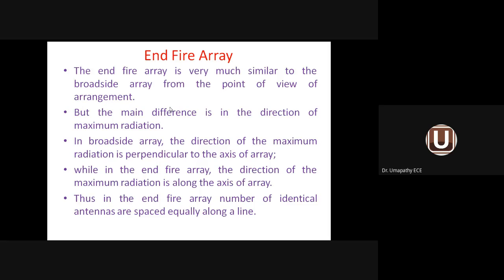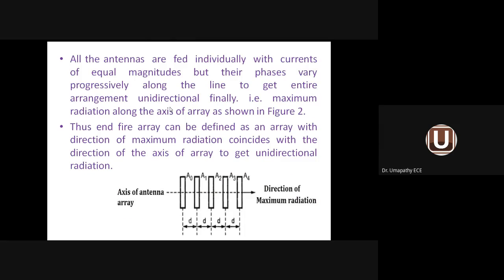So what do you mean by end-fire array? It is totally opposite to broadside array. Here also I am coming across a number of antenna elements, especially in this diagram A0 to A4, 5 antenna elements are there. They are uniformly spaced with a distance of d, and they are grouped together. The dotted line shows the axis of the antenna array. You can see the direction of maximum radiation. It is not occurring perpendicular to the axis of the array. It is along the axis of the antenna array. In such a case, it is called end-fire array.